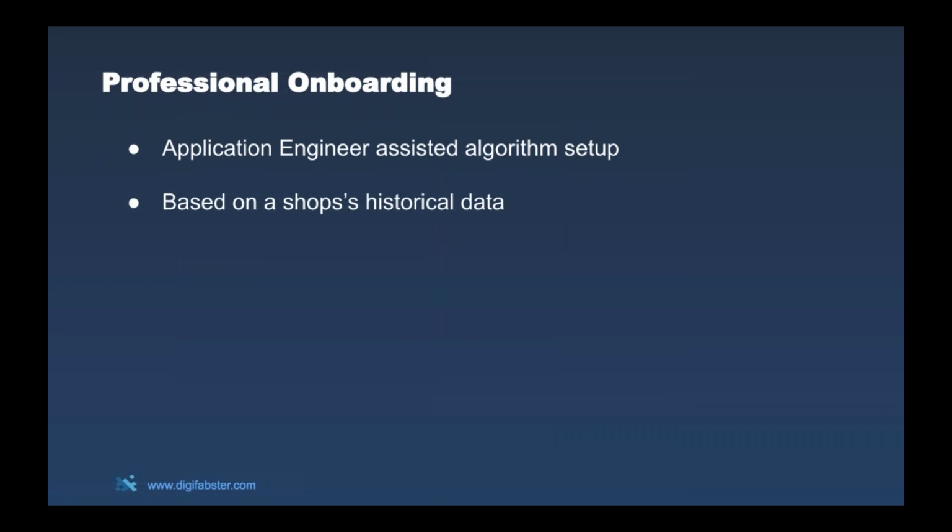So some shops may find all this algorithm and setup and tweaking a bit daunting. Luckily, we also offer a professional onboarding service where one of our application engineers can assist with the setup. And essentially, what's required for that is we'll take 10 to 12 of your different parts with their historical pricing, and we'll use them to come up with the different parameters necessary to replicate that pricing in DigiFabster. It especially helps if the parts represent a good range of sizes that you work with, as well as different prices. That way the algorithm can be more rounded.